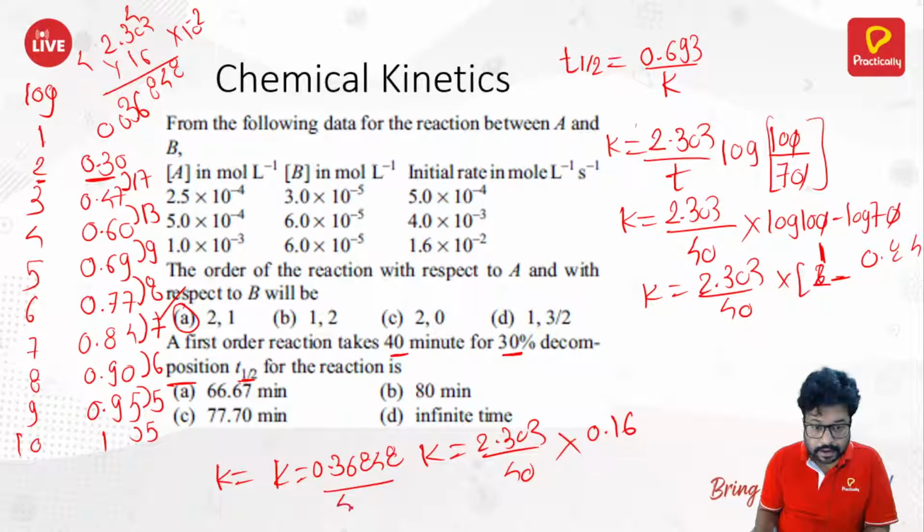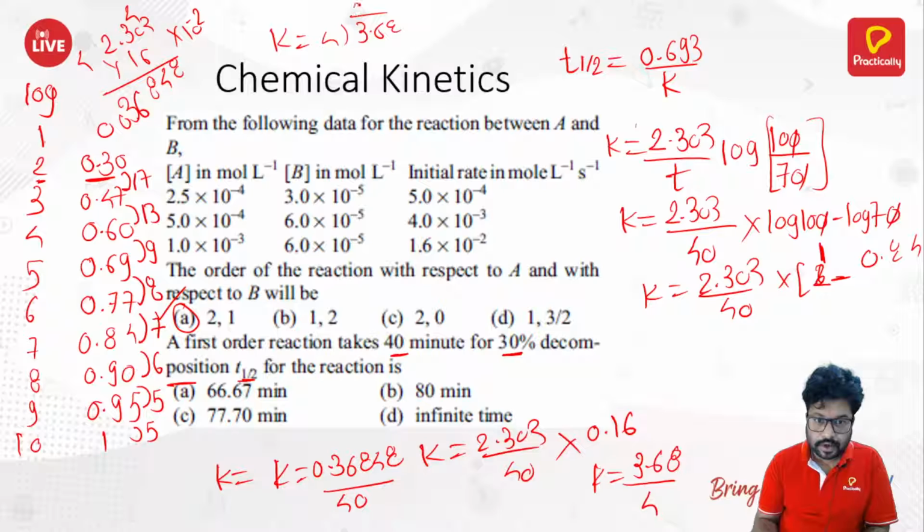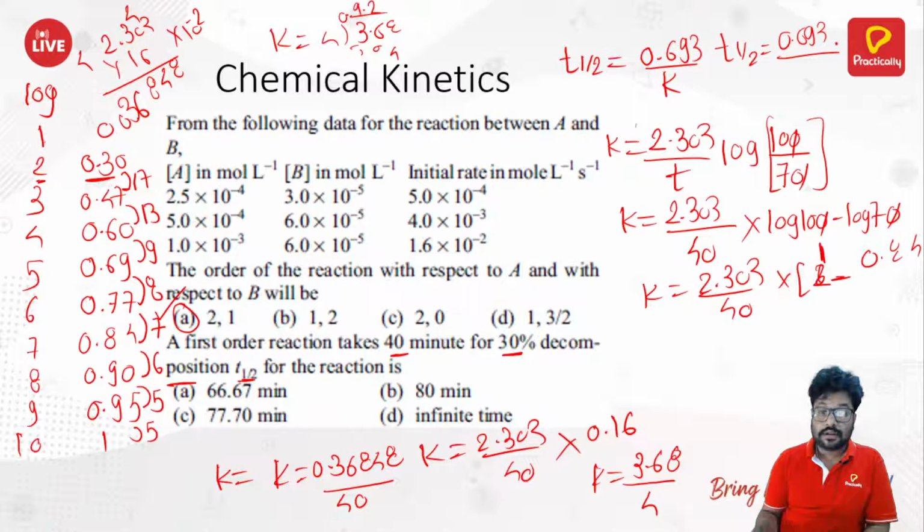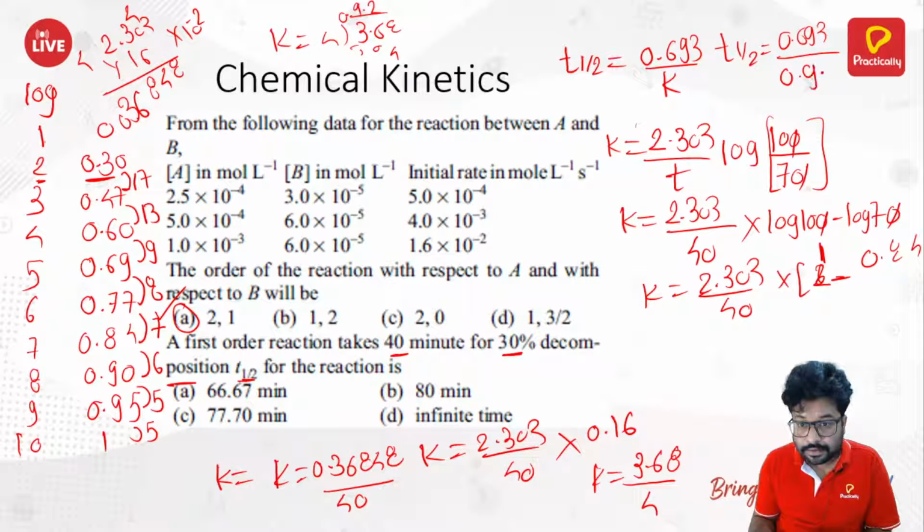K is equal to 0.36848 divided by 40. So let's make it K is equal to 3.68 divided by 4. Okay, I just changed the decimal. K is equal to 3.68 divided by 4. 4 9s are 36, 8, 0.92 basically. So T half is equal to 0.693 upon 0.92.